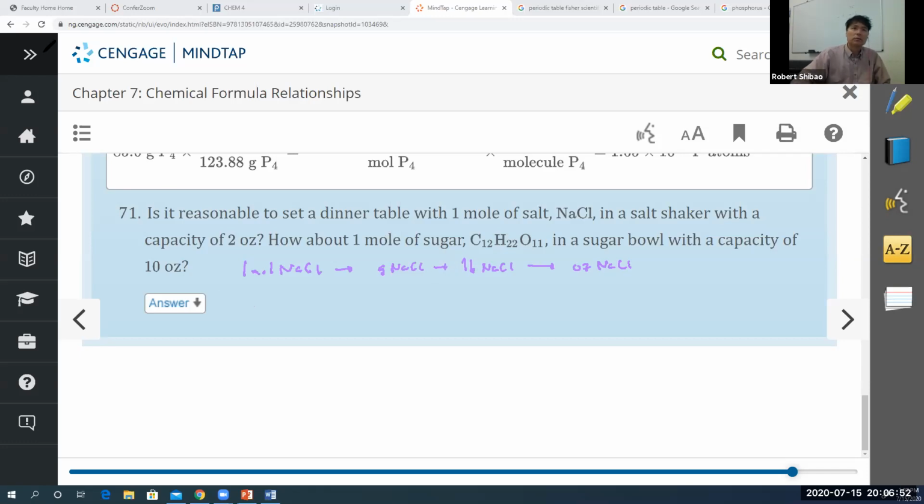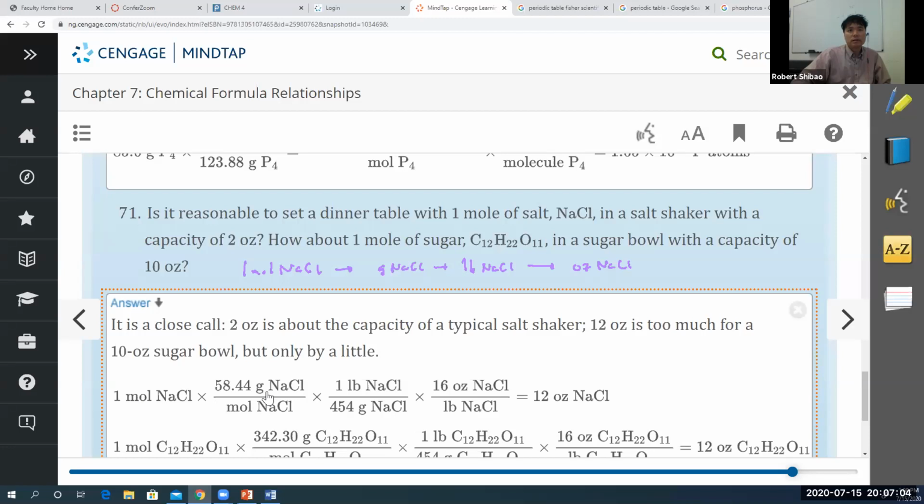So let's look at the first part here. Let's see what they did. So they went from moles of NaCl to grams of NaCl using the molar mass. And then from grams of NaCl to pounds of NaCl using this. This is not just for NaCl, this is for anything. And then from pounds to ounces, 16 ounces in a pound, they get 12 ounces there. Okay. So when they do the calculation, they get 12 ounces. Well, the capacity is only 2 ounces for this, so it's too much salt for the shaker.